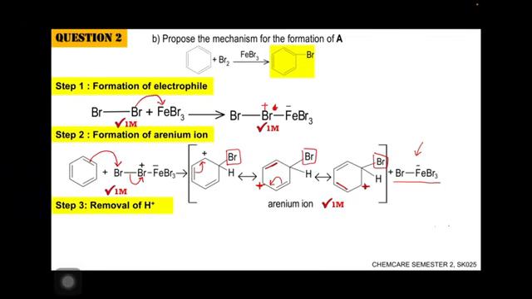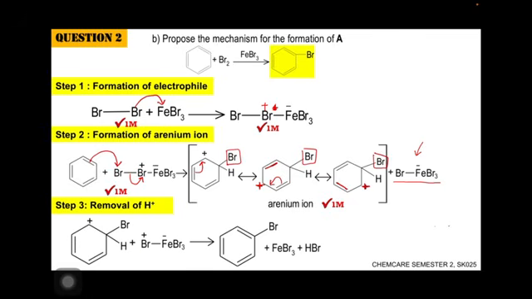Step 3, which is removal of the H+. Proton is removed from the arenium ion to form the bromobenzene. Therefore, as I told you just now, FeBr4 minus comes back, datang balik pada step yang terakhir. And then you must have 3 arrows here. From bond to bromine, from bromine to hydrogen, and then from bond to bond. We want to restore back the double bond in the benzene ring. So that's why we need the 3 arrows here to show the formation of the bromobenzene.